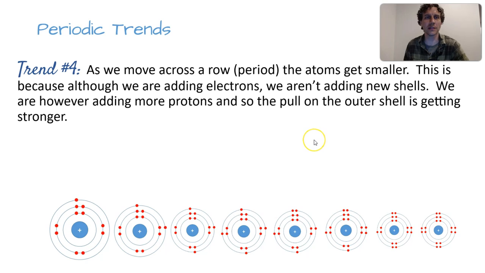Okay, so this is because although we are adding electrons, we aren't adding new shells. We are, however, adding more protons, and so the pull on the outer shell is getting stronger. Okay, think about if these were magnets. The magnetic pull at the nucleus is getting stronger and stronger, and so those electrons are getting pulled in more. Okay, so hopefully that makes sense for trend number 4.